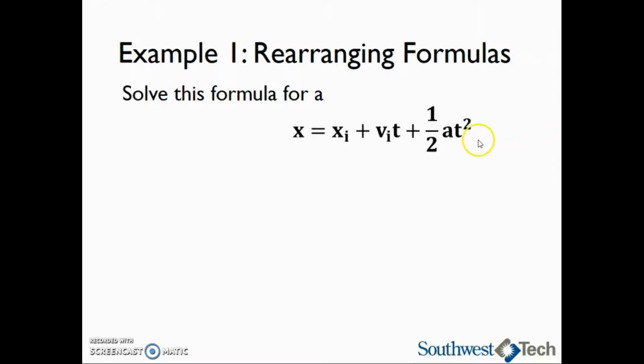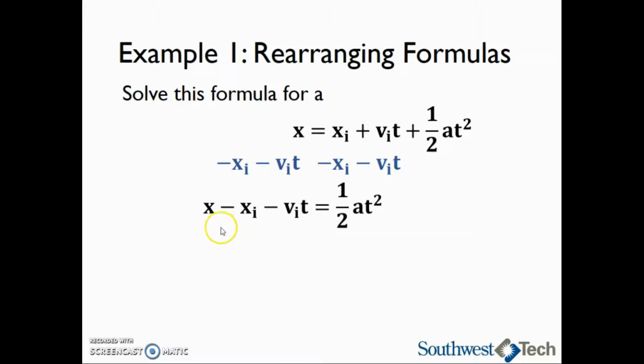So continuing on, we want to solve this formula for a, and we see that we have a couple of addition signs in here, and the first thing that we need to undo will be any addition and subtraction. In order to undo the addition of x sub i plus v sub i times t, we need to subtract both of those quantities, and whatever we do to the right hand side, we also have to do to the left hand side. So we're going to subtract x sub i and v sub i times t from both sides. When we do that, we are left with x minus x sub i minus v sub i times t is equal to 1/2 a times t squared.